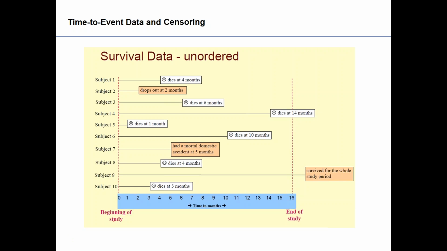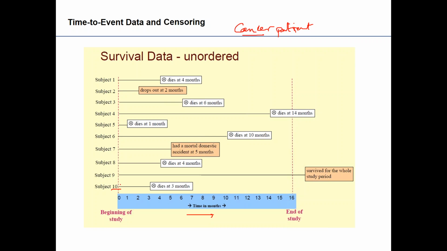Okay, and the time duration, it could be months, it could be days, it could be years, is plotted on the x-axis, and each patient is called a subject. In this example, I'm talking about cancer patients' survival analysis. So each subject is one patient. This is in an ordered fashion, of course: 1, 2, 3, 4, 5, 6, till I have 10 patients.